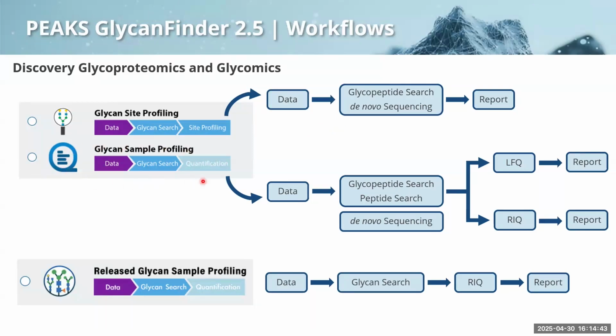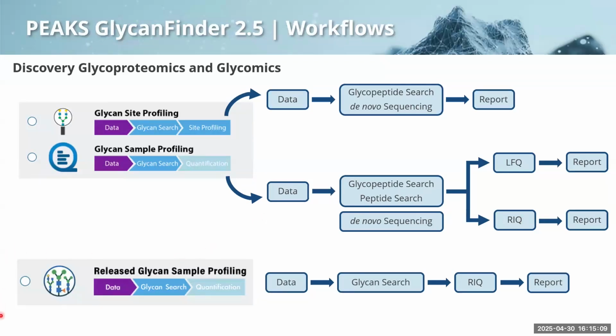And then for the glycan sample profiling, you have your data, and then your glycopeptide search. It will also do a non-glycopeptide search, so you'll get non-glycopeptides reported as well if you choose this workflow. And then de novo sequencing. And then on the database search results, you'll have the option of either performing a label-free quantification or a reporter ion quantification before getting your result.